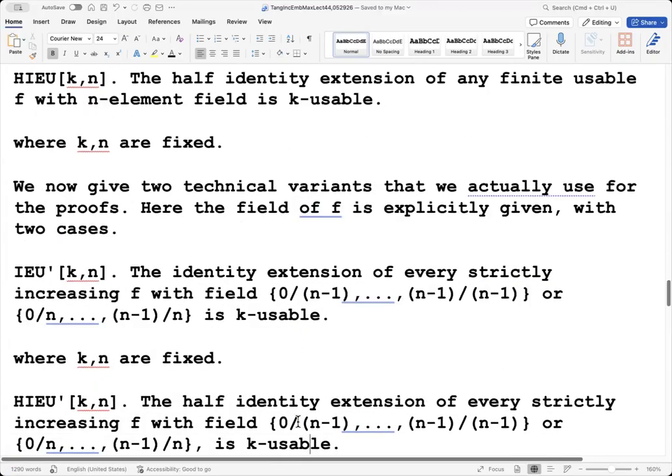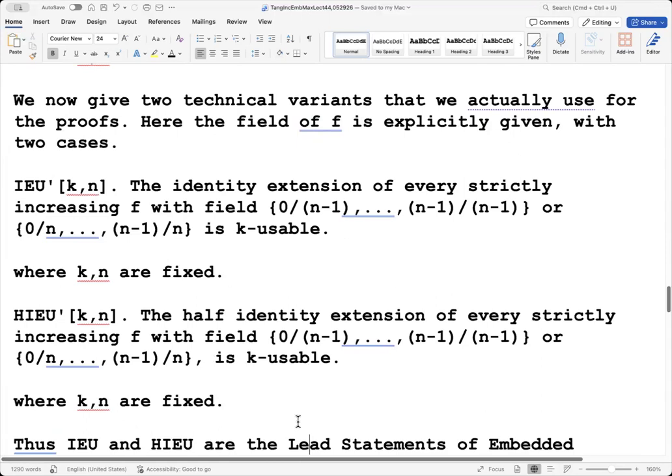When I actually do the work, I actually have a more technical form in which I state what the fields are. The technical form of IEUKN is the identity extension of every strictly increasing F with field this or field that. This one goes to 1 from 0, and this one doesn't go to 1 from 0. The endpoint is missing, is K usable. And then the same thing for this. That's what I actually prove. And then I show that these are equivalent.